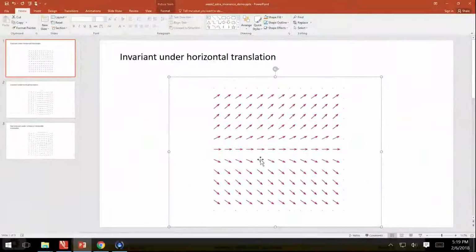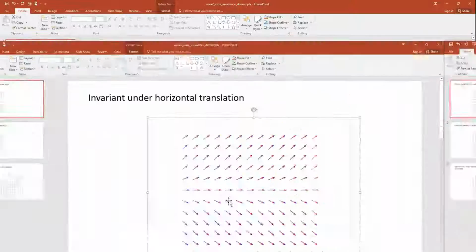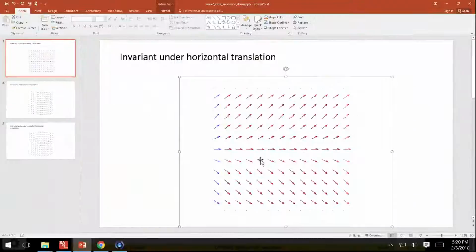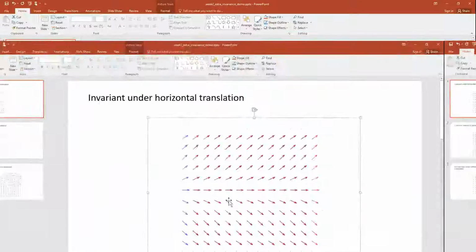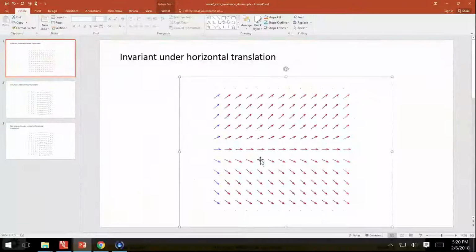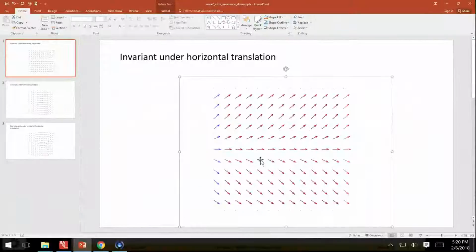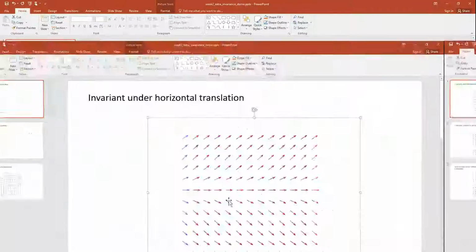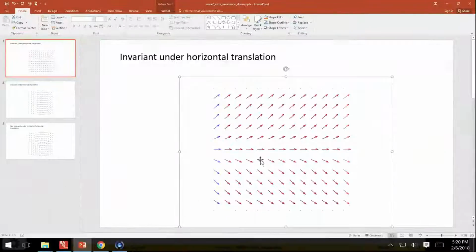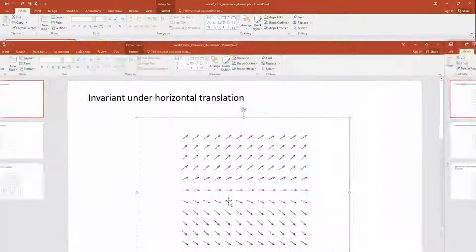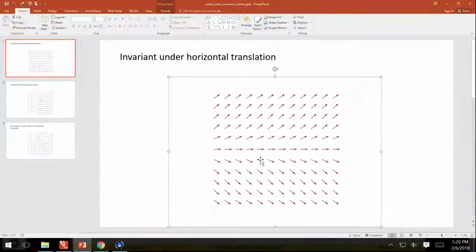If we try to move it to the right, same thing. If you move it 1 unit to the right, each vector is moved to exactly the same vector, and you cannot see where the two templates are: the one that has been there and the one that is being moved. So this is invariance under horizontal translation.